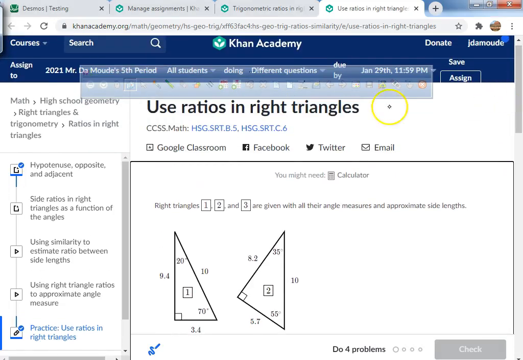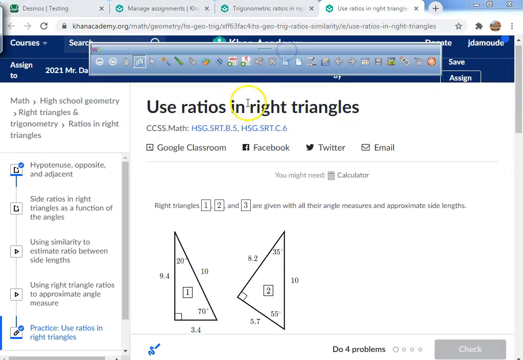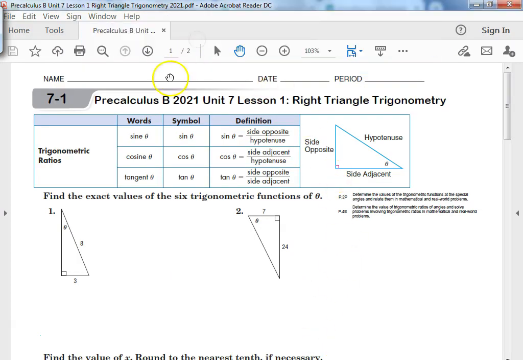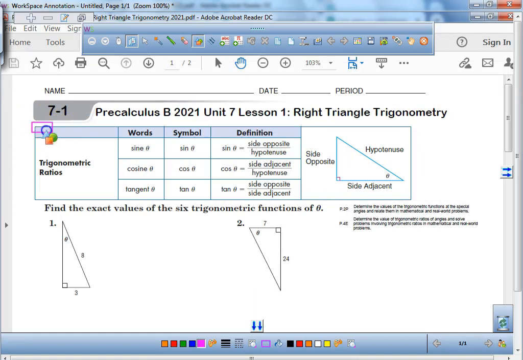Alright, we're going to be doing 4 problems. We're going to be using ratios and right triangles. Something I want you guys to do in your journal, alright? I'm going to bring up something right here. Something you're going to want to make sure that you understand is these trigonometric ratios right here.